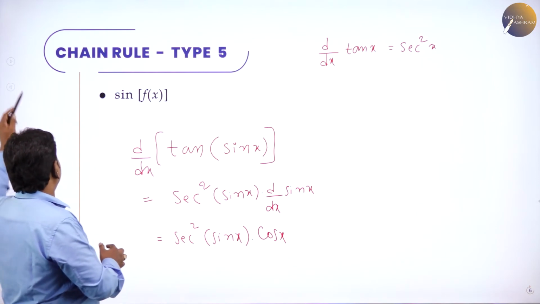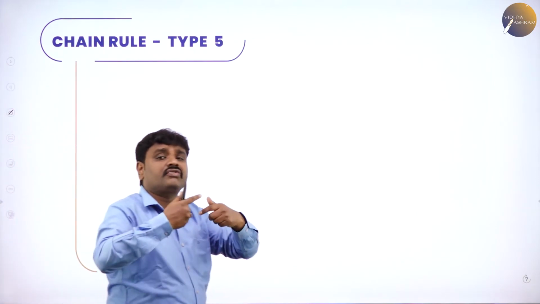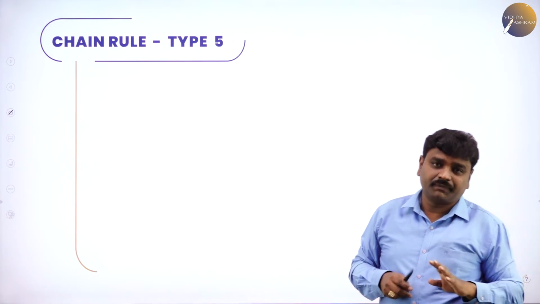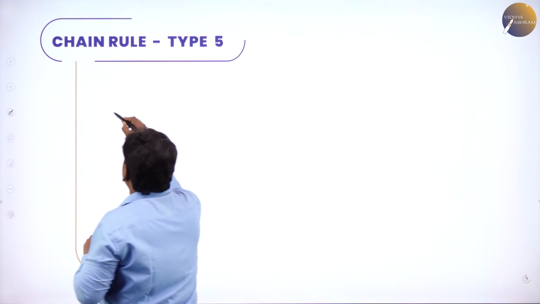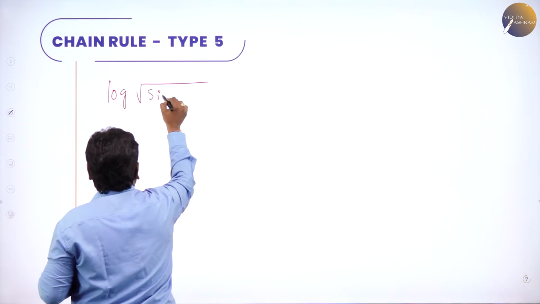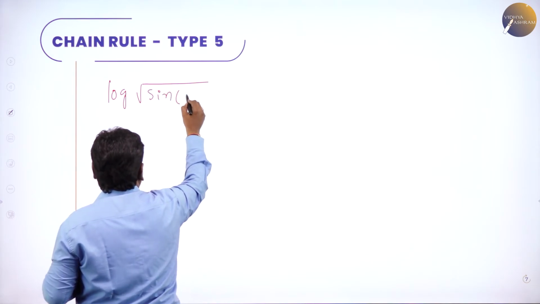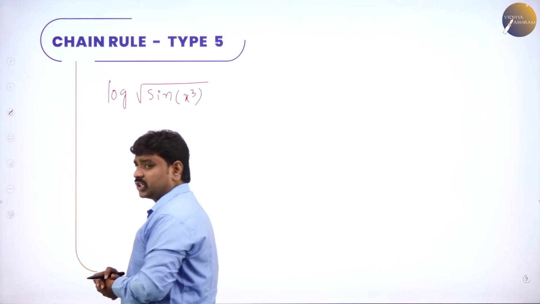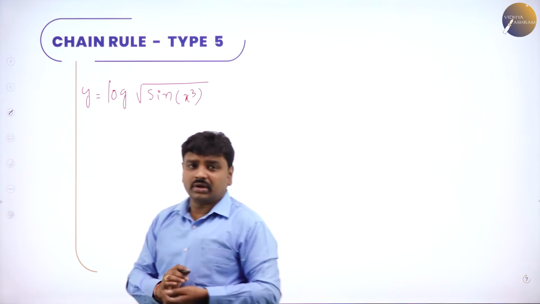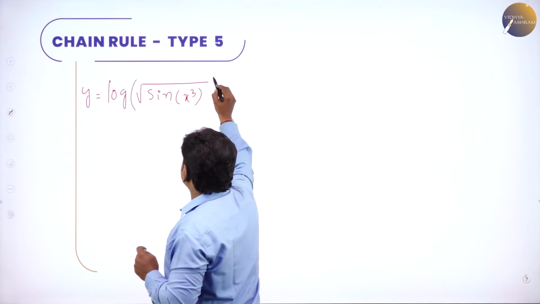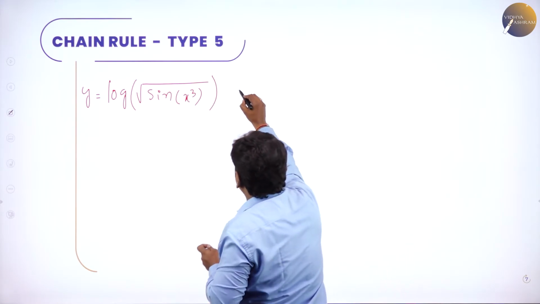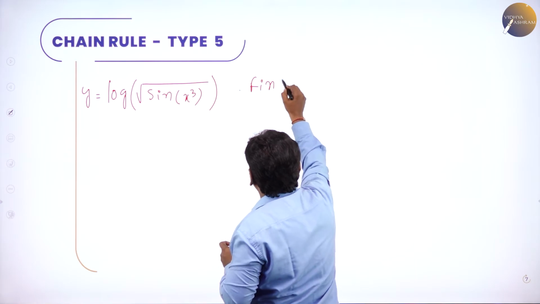Now we'll read function of function. Inside one function, if you have another function, you have to continue the chain. For example, I'll take a format like this: log of root of sine of root sine of x cube. Please observe, I wrote a function, I call this as y. What is y? Log, inside log I have root, inside root I have sine, inside sine I have x cube. Now if I ask you to find dy by dx.